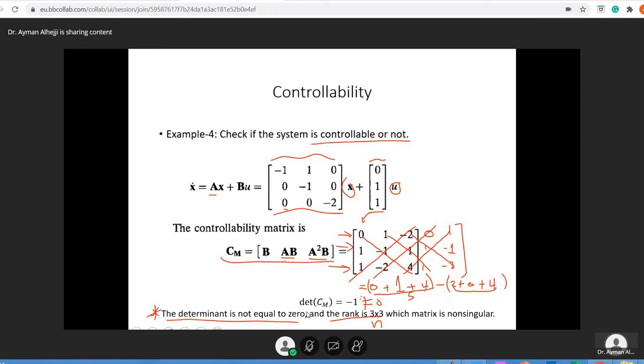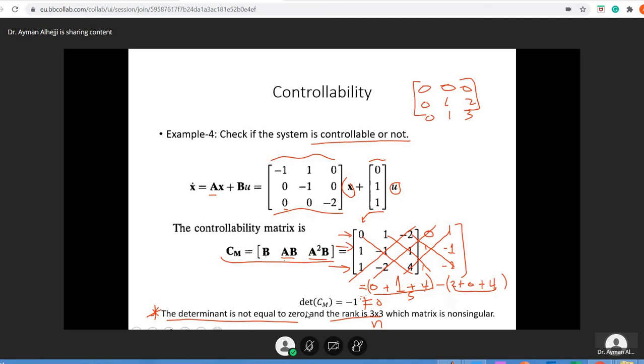Sometimes we call it rank 2 even in a third order system. For example, you have 0, 0, 0; 0, 1, 2; 0, 1, 3. What's the rank of this matrix? The rank of this matrix is 2, because the first row filled with 0 is not counted. So that's why we call the rank 2.